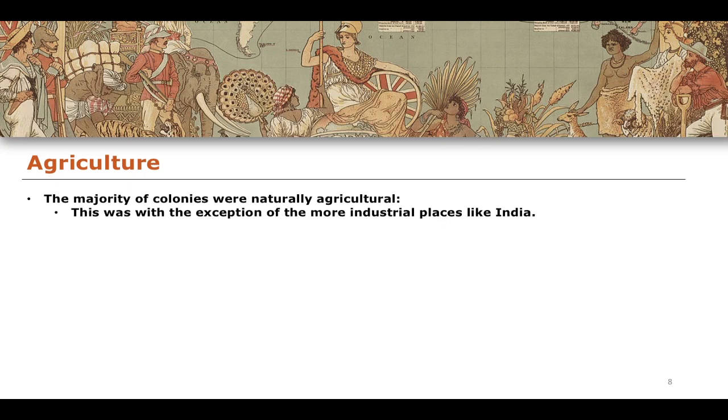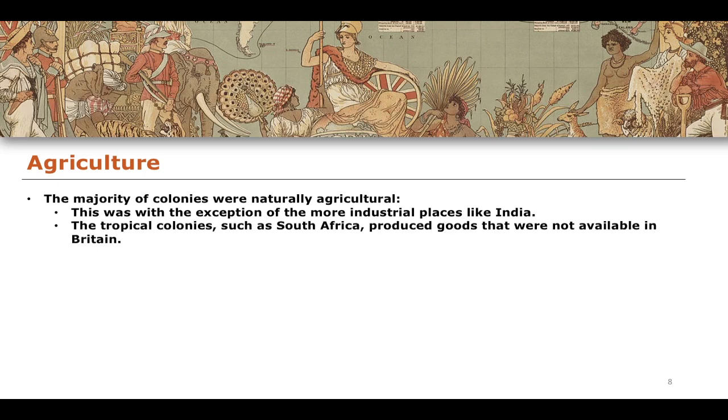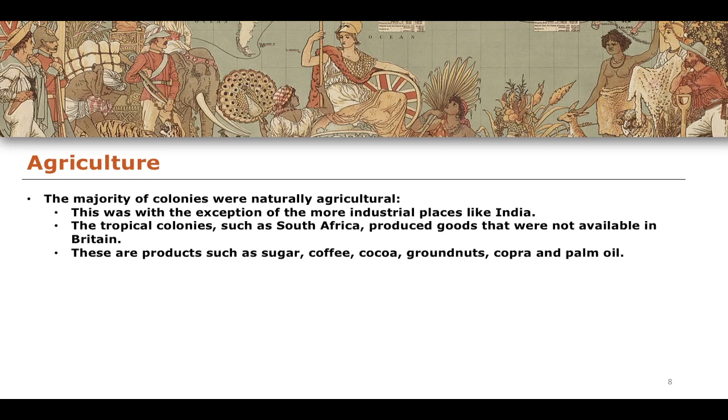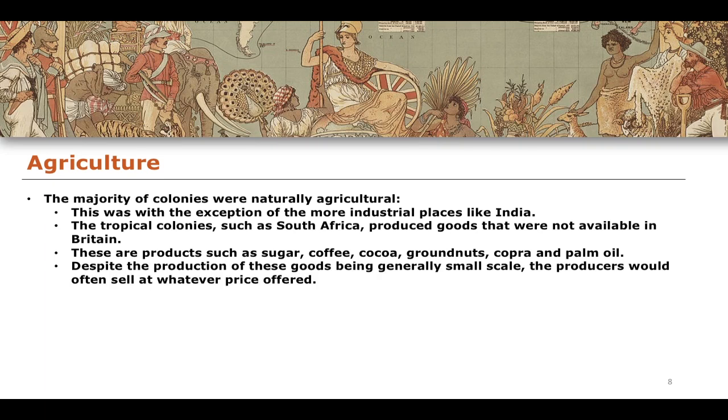agricultural. Okay, so for example, there were exceptions, of course, industrial places like India, but for the most part, tropical colonies such as South Africa produced goods that were just not available in Britain. So things like sugar, coffee, cocoa, groundnuts, rubber, and palm oil were all agricultural products that were grown in tropical colonies that, of course, would not be grown in the wasteland that was Great Britain. Despite the production of these goods being generally quite small scale, the producers of these goods would often sell at whatever price that was offered.